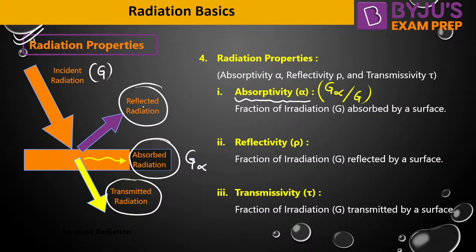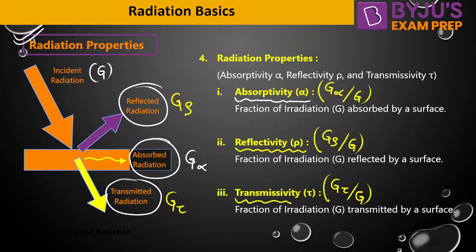Similarly, the fraction reflected by the surface is defined as its reflectivity, G rho. The fraction of irradiation reflected by the particular surface is called its reflectivity. So we can say the ratio of G rho by G is called reflectivity of the surface. And some radiation is transmitted by the surface. The transmissivity is defined as the fraction of irradiation transmitted by the surface, or we can say G tau divided by G. That is called transmissivity of the surface.